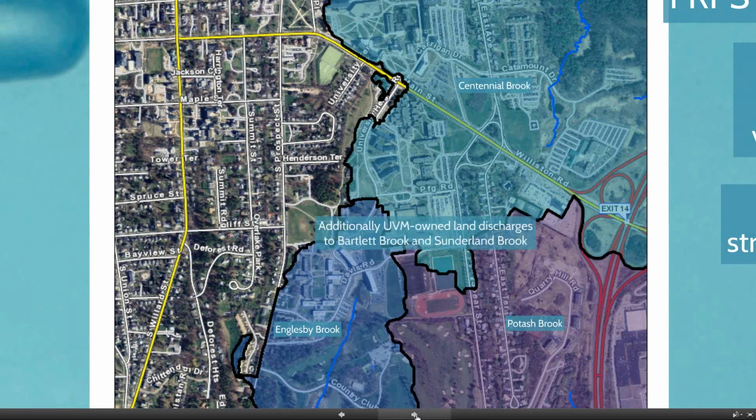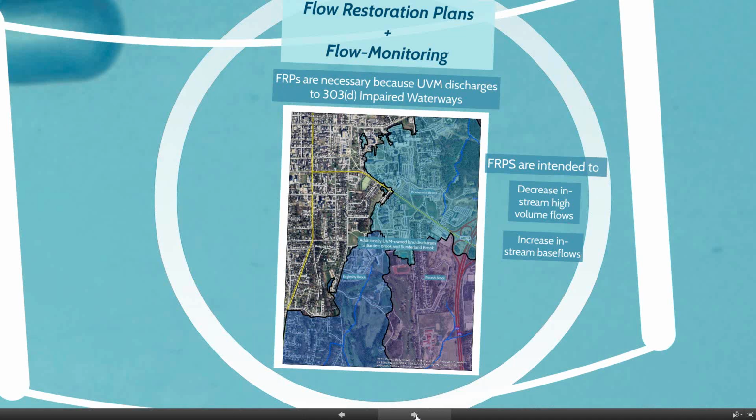In addition to the three impaired watersheds, UVM also does have lands within Bartlett Brook and Sunderland Brook, so they're also subject to participation in those flow restoration plans as well.